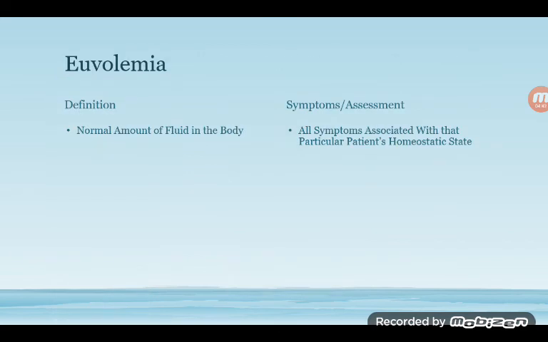We need to talk about the volume of fluid in the body too. Euvolemia is a normal amount of fluid within the body. These patients are in homeostasis and have normal body volume. Whereas hypovolemia refers to low body volume of blood, and hypervolemia refers to high body volume of blood. Usually we're talking about the intravascular fluid when we're talking about volemia.